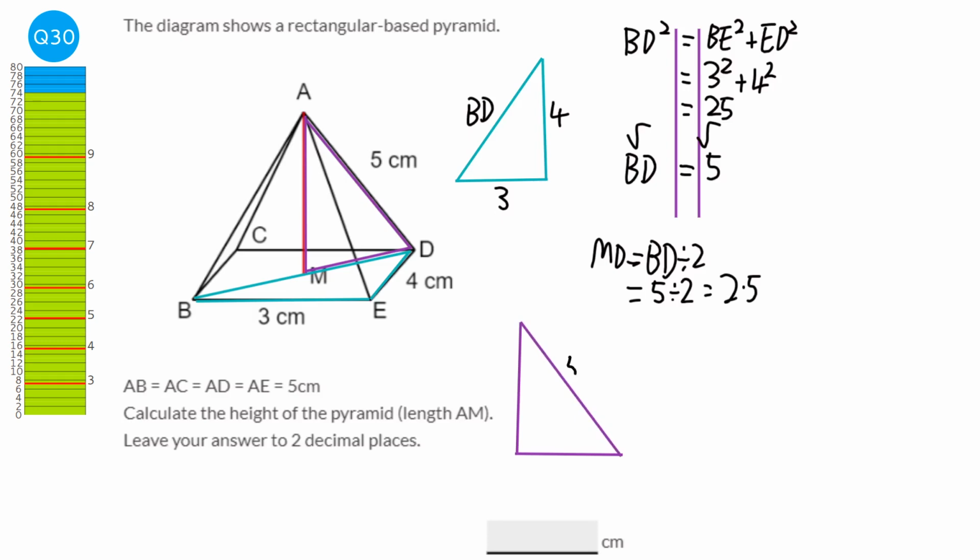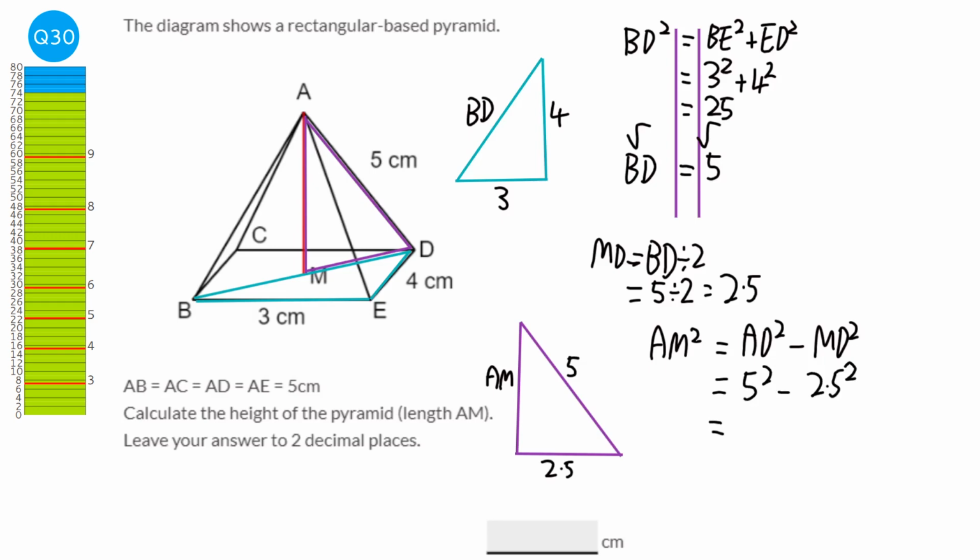Okay, so we've got the length of 5 here. We know the bottom bit is 2.5, and we're looking for the length AM. So another bit of Pythagoras here. So AM squared is going to equal AD squared, take away MD squared, and that's going to be 5 squared minus 2.5 squared, which is going to equal 18.75. Then we'll square root both sides.